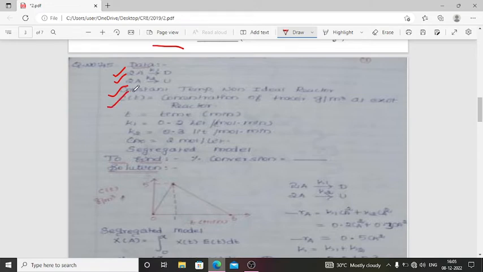Here C of T on the y-axis is the concentration of tracer in gram per metric cube at the reactor exit, and time T in minute is the x-axis. K1 is equal to 0.2 liter per mole minute. K2 is equal to 0.3 liter per mole minute. The initial concentration CA0 is equal to 2 mole per liter. Use the segregated model. The objective of this problem is to determine the percentage conversion. Now the solution part.